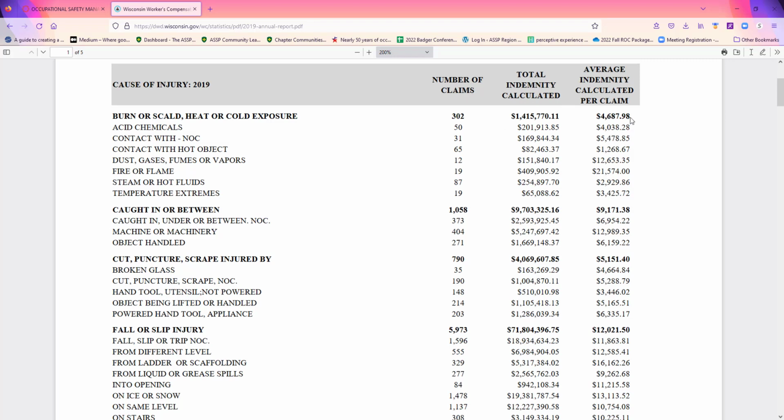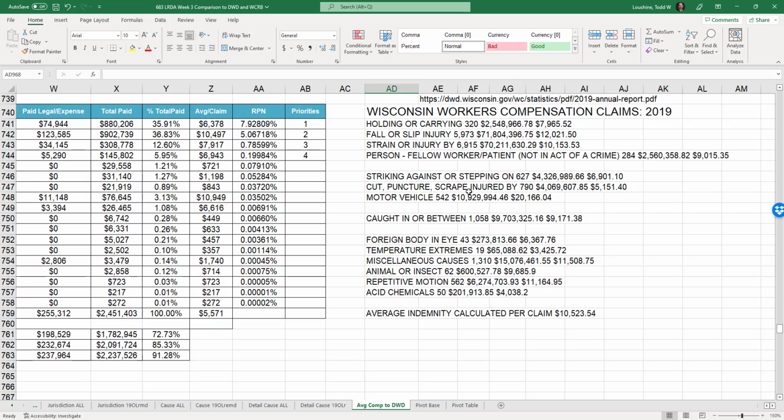So what I did is I just highlighted it and pasted it on the other side of the table. So it's right here. So I've got holding and carrying. Now, yeah, it's hard to read, right? Because it's got the number, it's got the total, and it's got the average. But what I can do is compare that my average was just under 6,400. The state's average in 2019 was just under 8,000. My average is 10,500. Again, this was the $0 claims removed.